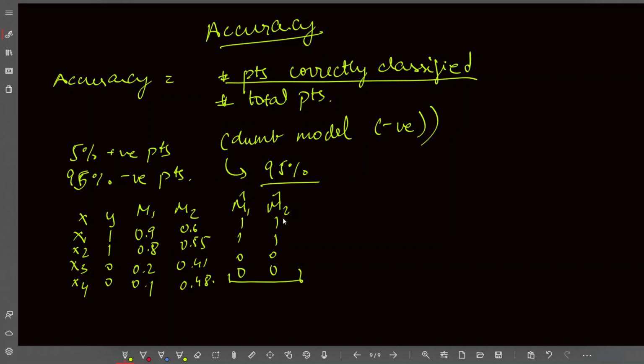So this is another problem with accuracy. Although the accuracy in both the models is similar, when it comes to deciding which model performs better, is model 1 better than model 2 or is model 2 better than model 1, accuracy will not tell us, and it does not consider the probability values. We'll see how to overcome this problem in the next video.